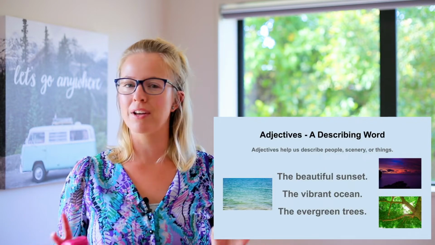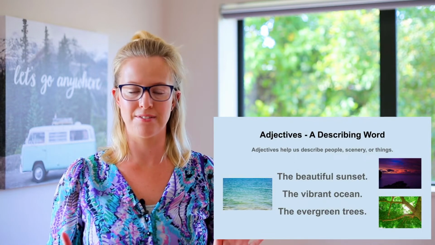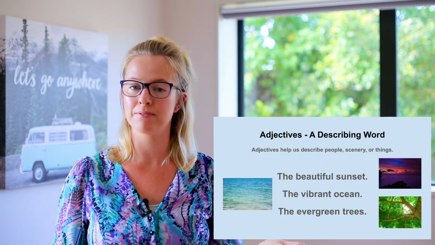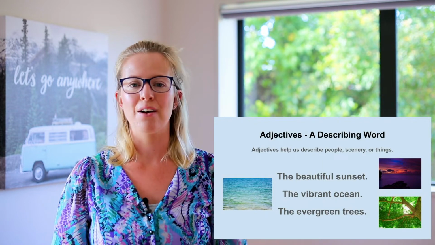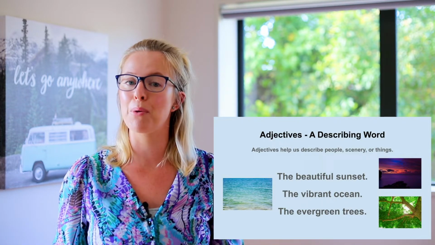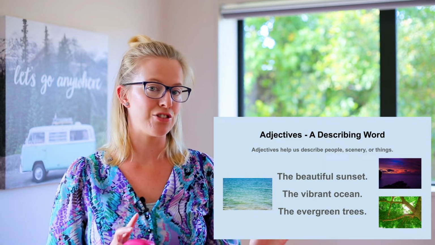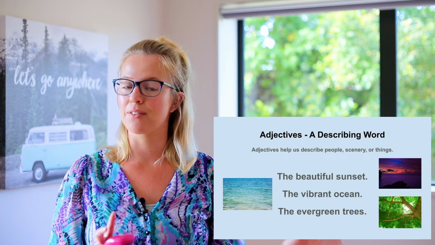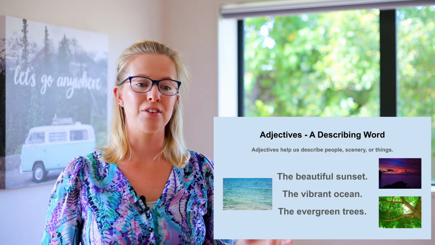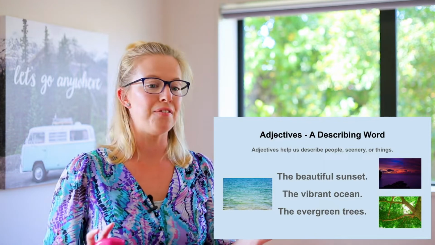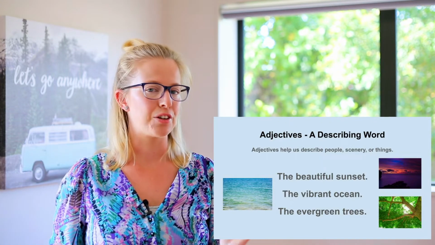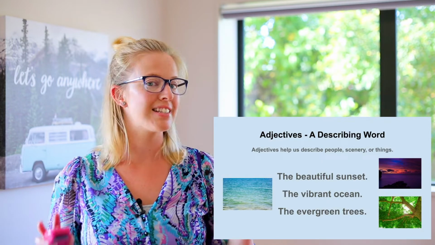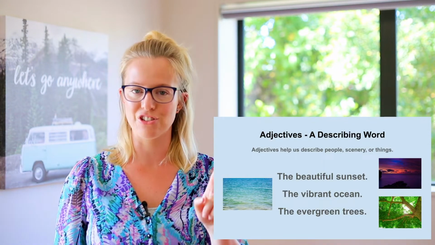Now, the first thing that we're going to look at today are adjectives. Adjectives are describing words, and they describe the noun. And as you'll already know, a noun is a name of a place or a thing or a person. So we can use these adjectives or describing words to describe those nouns. On the screen, I've got a few examples. I've got the beautiful sunset, the vibrant ocean, the evergreen trees. So there are 3 sentences there. In each sentence, there is one adjective.